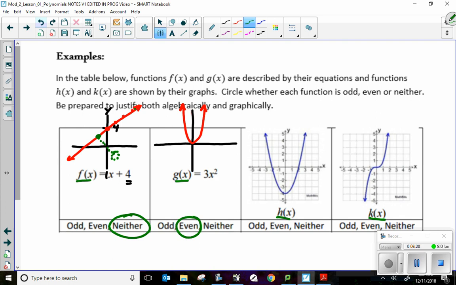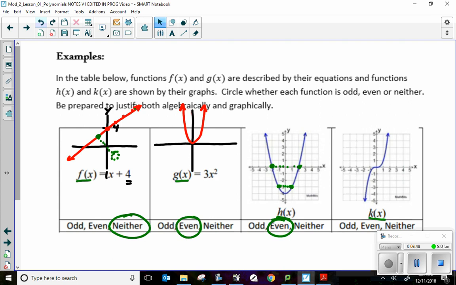All right, well, it's a parabola, but does it reflect perfectly over the y-axis? It does. If I pick this point here, it reflects right here. I pick this point here, it reflects right there. Good, perfect, even. The even ones are easier to tell. All right, now let's take a look at k of x.